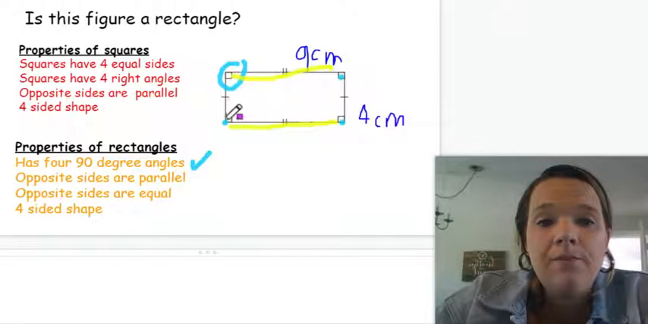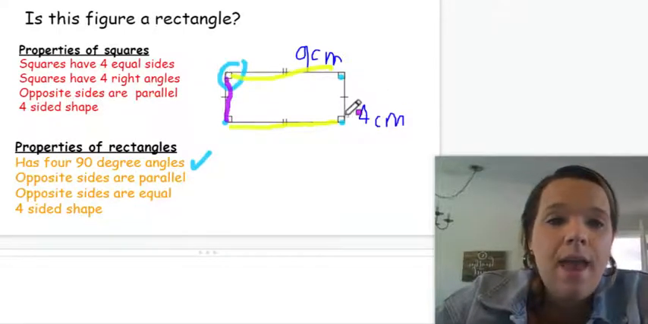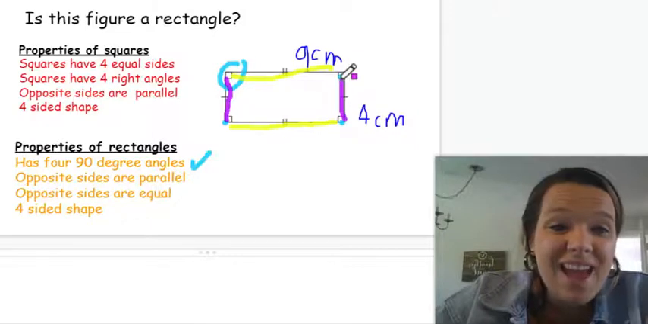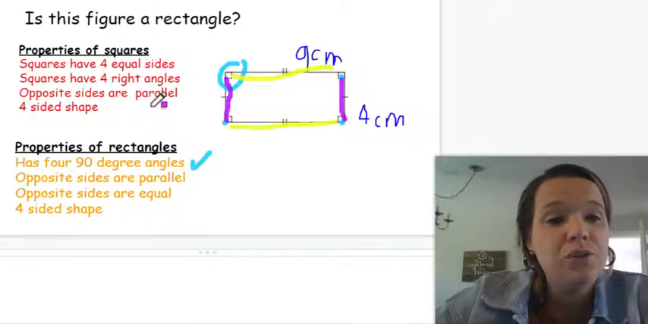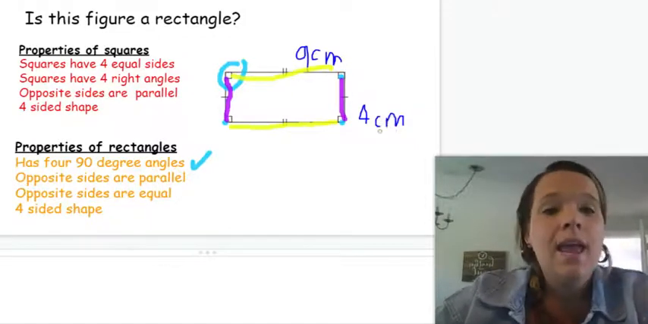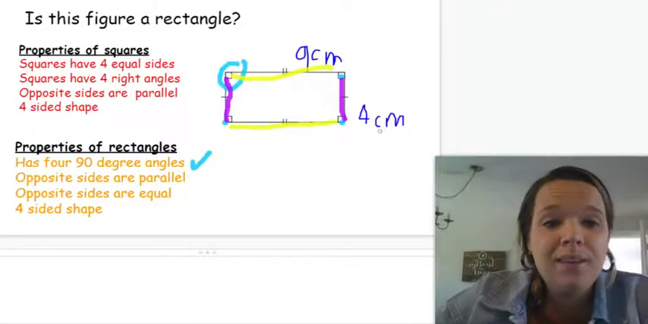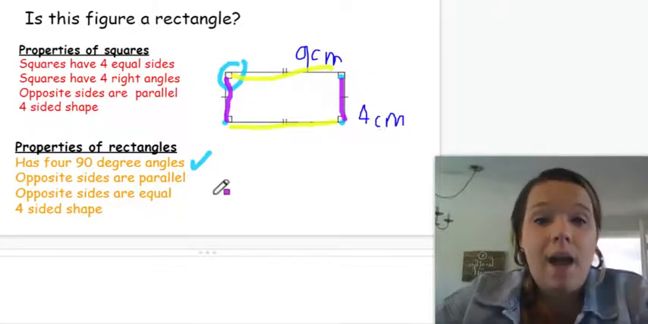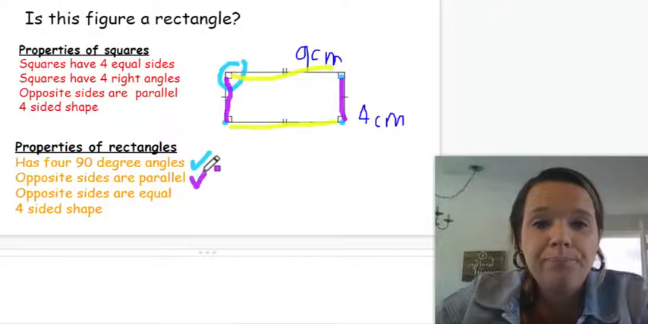And now I'm going to look at my vertical lines that go up and down. And these lines are just like that. They are totally parallel. They're never getting closer to each other. They're the same distance apart, and they are never going to meet. So I would say yes, opposite sides are parallel.